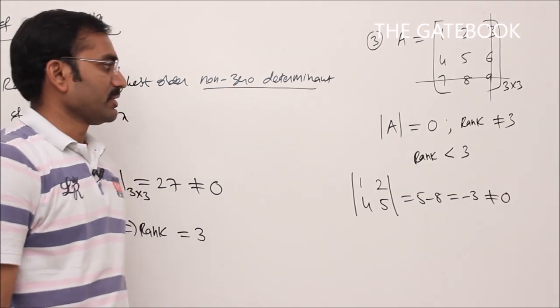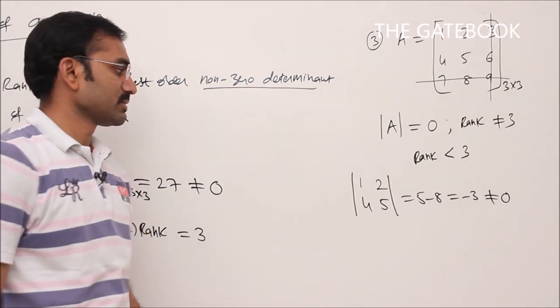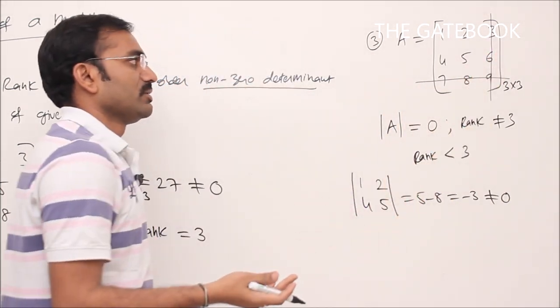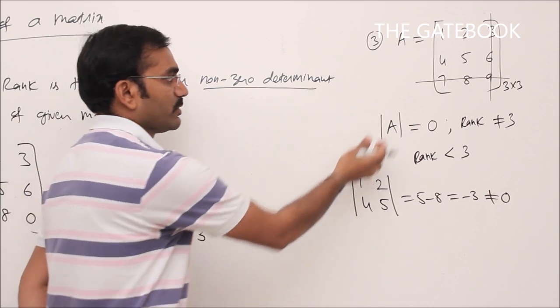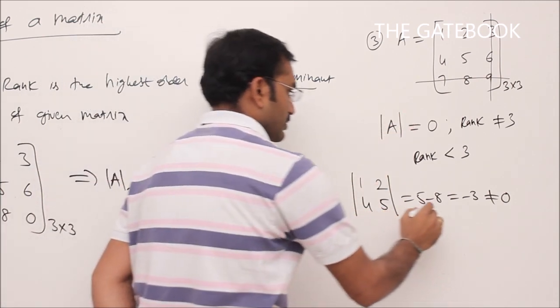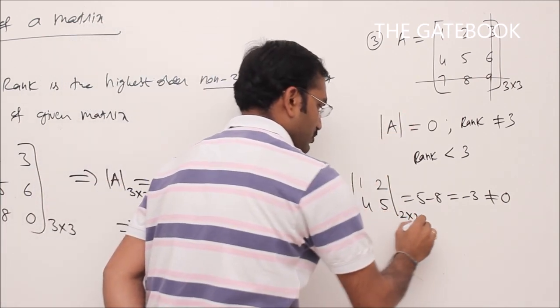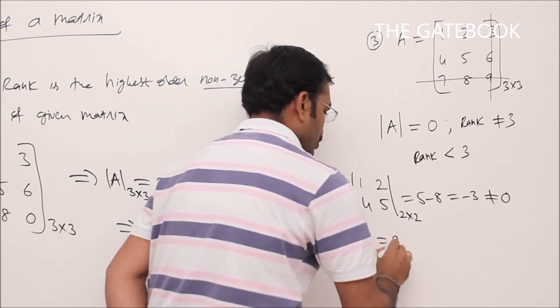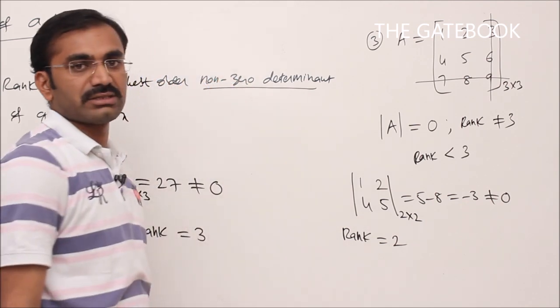Finding the determinant of the next lower order submatrix by eliminating the third row, third column. We can eliminate any row and any column to form a 2 by 2 determinant. So this is not equal to 0. So the order of this 2 by 2 determinant is 2. Therefore the rank of this matrix is 2.